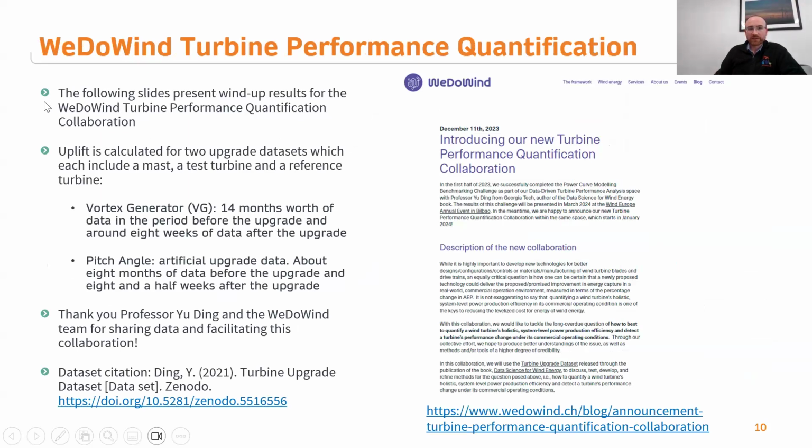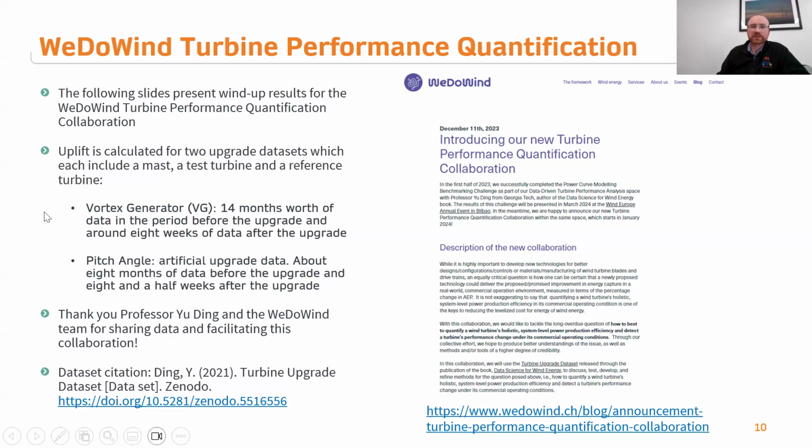So the following slides, I think I have 3 slides coming up about the WeDoWind turbine performance quantification data sets. We've calculated the uplift for the 2 upgrade data sets. Each data set includes a mast, a test turbine, and a reference turbine. I think we've named the 2 data sets VG and pitch angle.